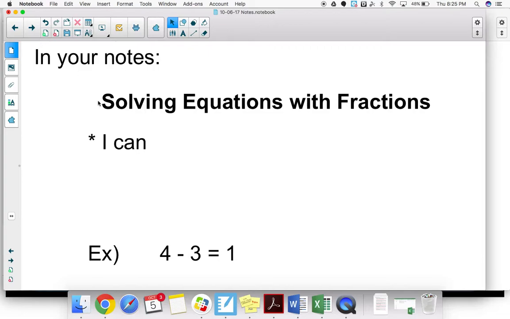Before I teach you the strategy, I like to show you why it works. So at this point, pause the video, please, and put this heading in your notebook. We'll fill in a sentence here and work out an example.